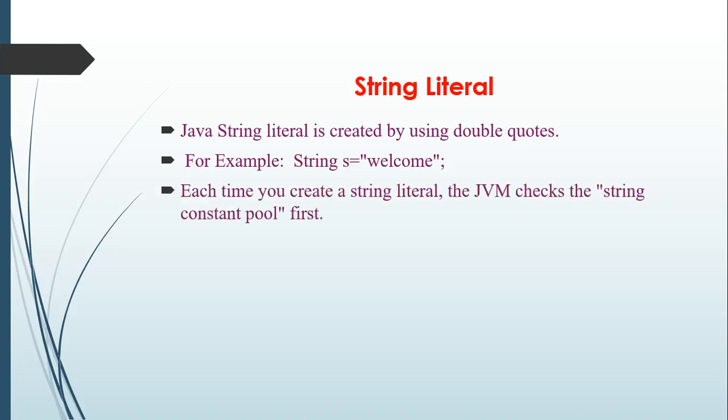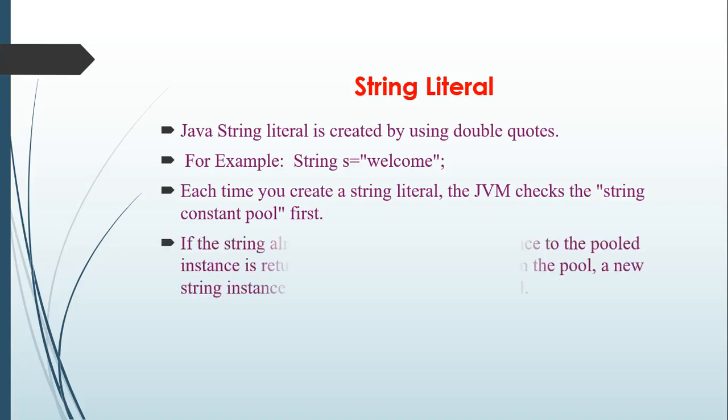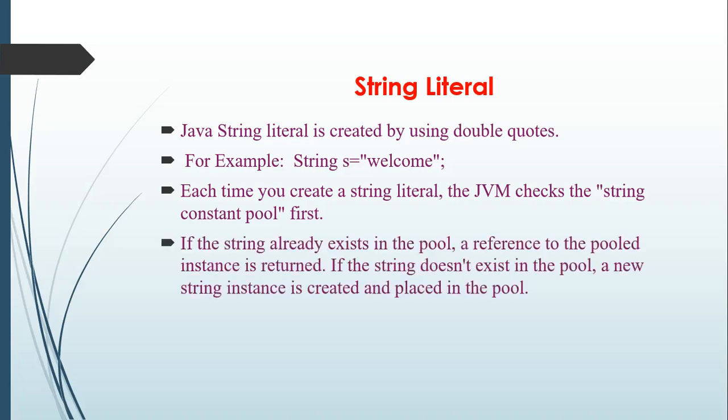Each time you create a string literal, the JVM checks the string constant pool first. The Java string value is stored in the Java string pool. If the string already exists in the pool, a reference to the pool instance is returned. If the string doesn't exist in the pool, a new string instance is created and placed in the pool.